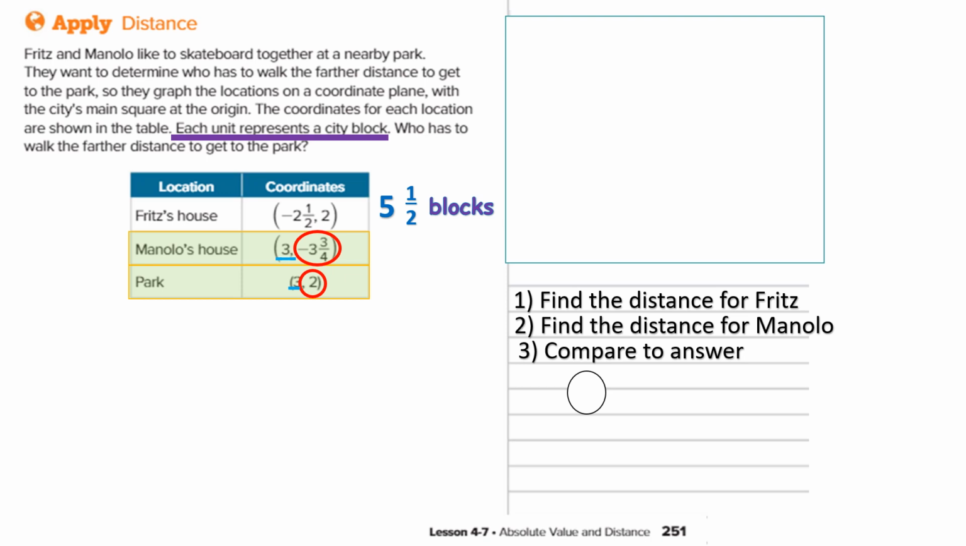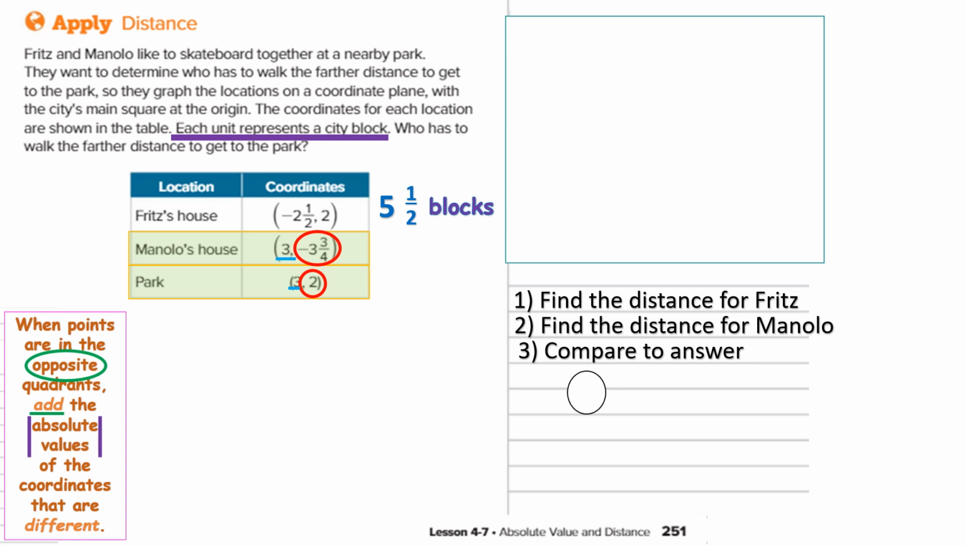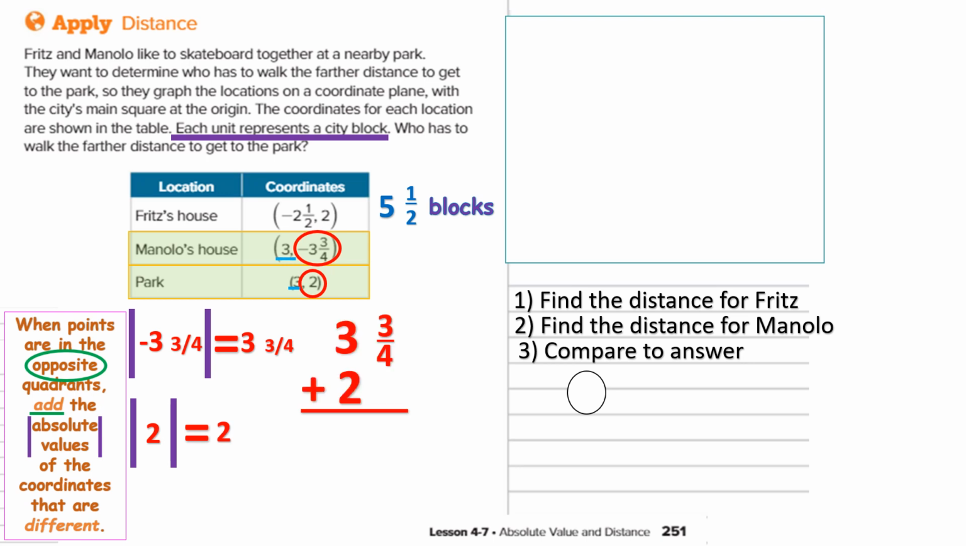Once again, knowing what my steps are, since I have opposites, I know I'm going to have to add their values together. What values? Their absolute values. So I'm going to take my negative 3 3/4, and I'm going to find its absolute value, which is 3 3/4. And then I take my 2, and its absolute value is simply 2. When I add mixed numbers, I stack my whole numbers and my fractions. I see that I have 3/4 plus nothing, which is 3/4, and 3 plus 2, which is 5. So we're saying that we have 5 3/4, which is how far Manolo goes.